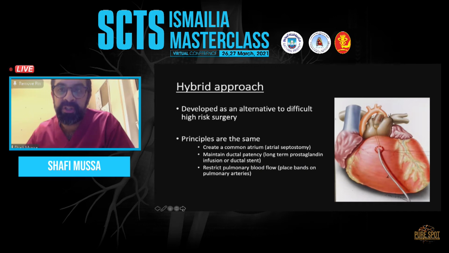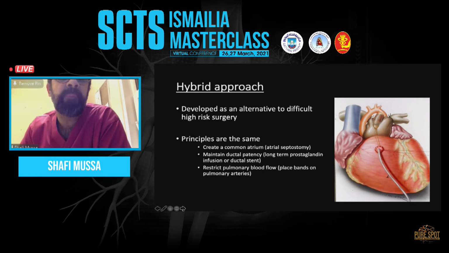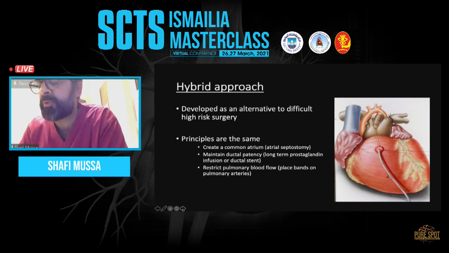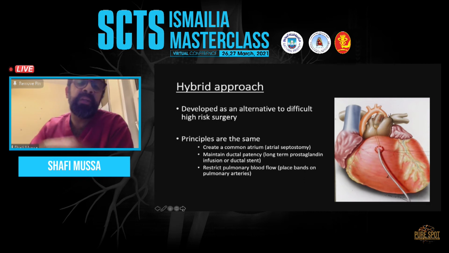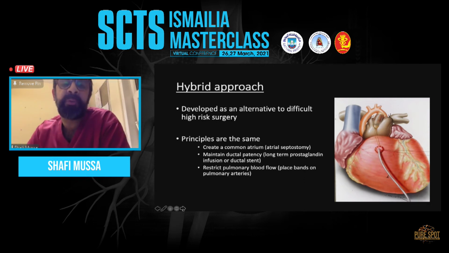A further alternative is the hybrid approach, developed just as an alternative to a Norwood, which is difficult and high-risk surgery. The principles are the same: to create a common atrium, this time by an atrial septostomy. Okay, so similarly to a Rashkind in a transposition, so a balloon atrial septostomy, ductal patency is maintained either with a long-term prostaglandin infusion or by ductal stenting. And then the only real surgical component of it is to place bands on the branch pulmonary arteries and therefore restrict pulmonary blood flow.